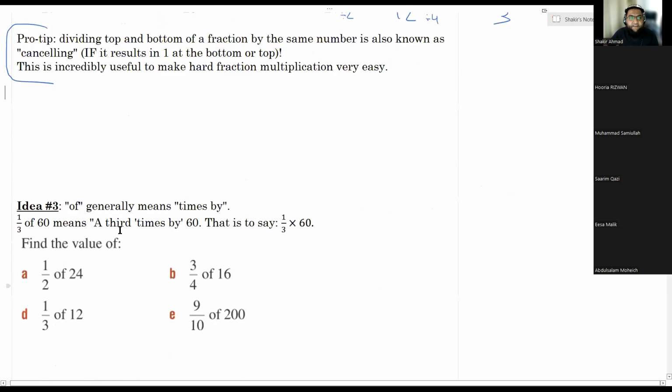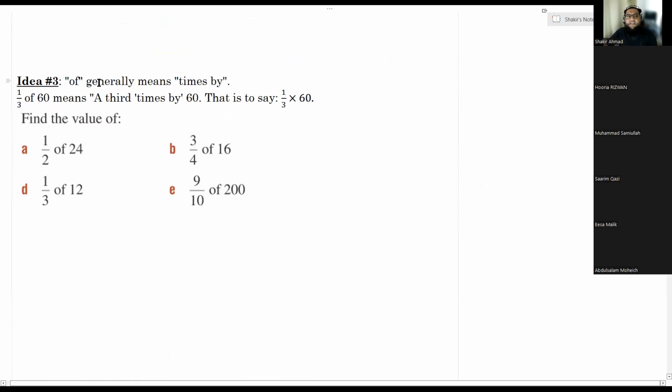Let's move on to idea number 3. Idea number 3 is that of generally means times by. So a half of 24 simply means half times 24. And half of 24, half times 24, is 12. You can just do half times 24, or 24 divided by 2. 3/4 of 16 is 3/4 times 16. Okay, so of means times by. And that's idea number 3. Make sure you know it.